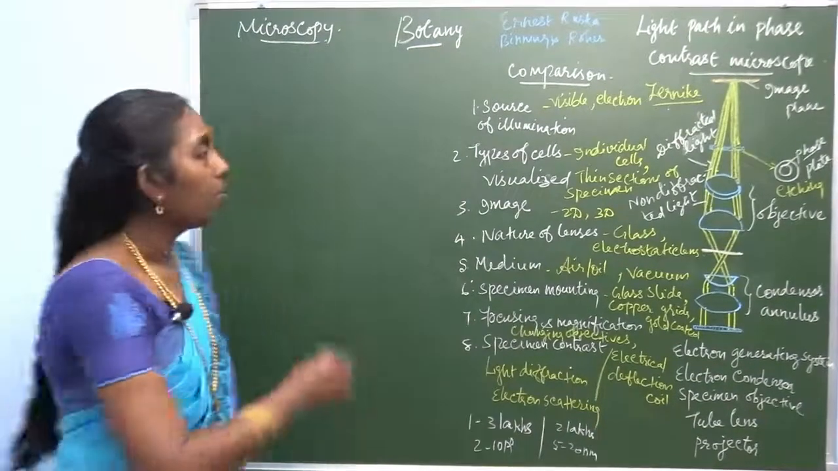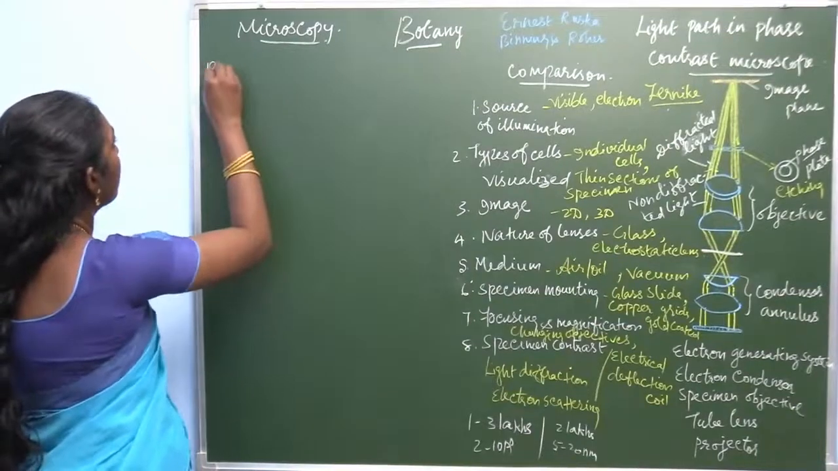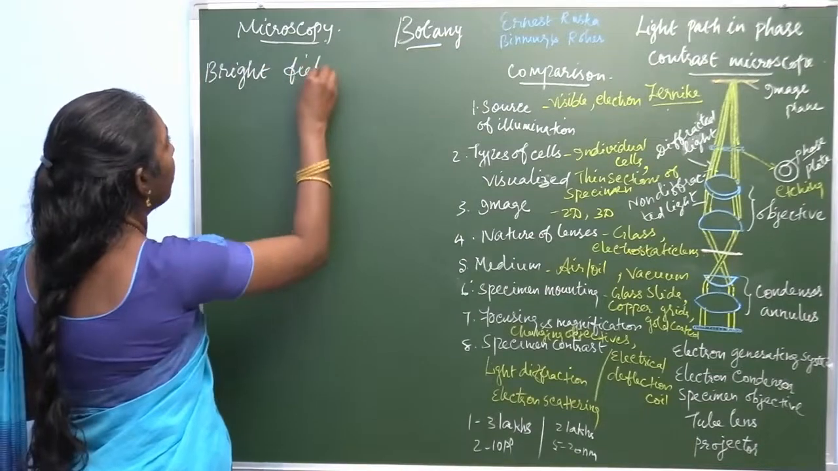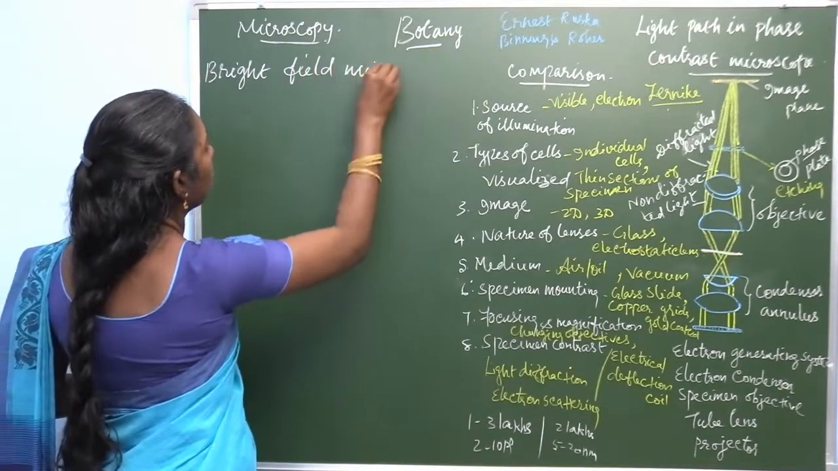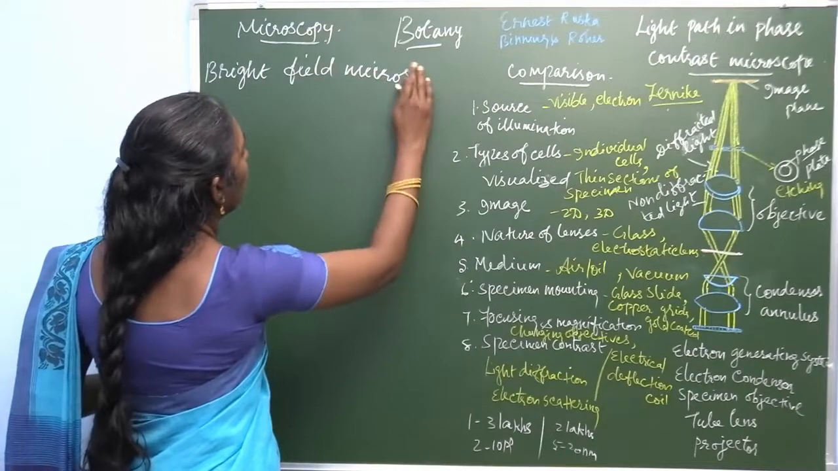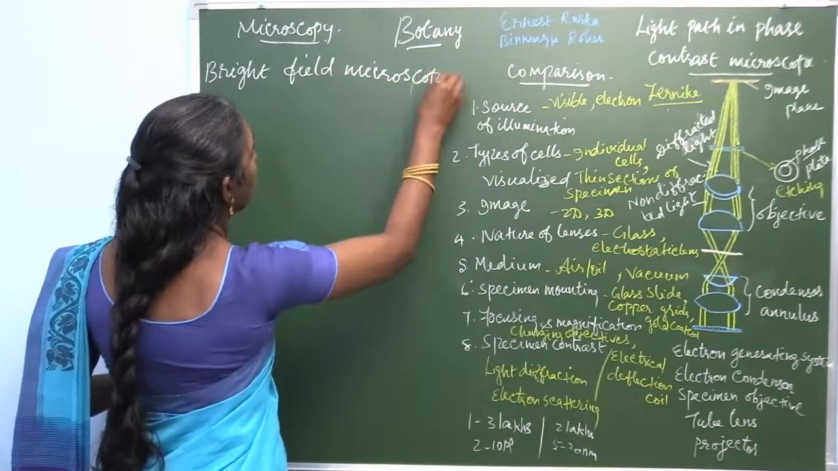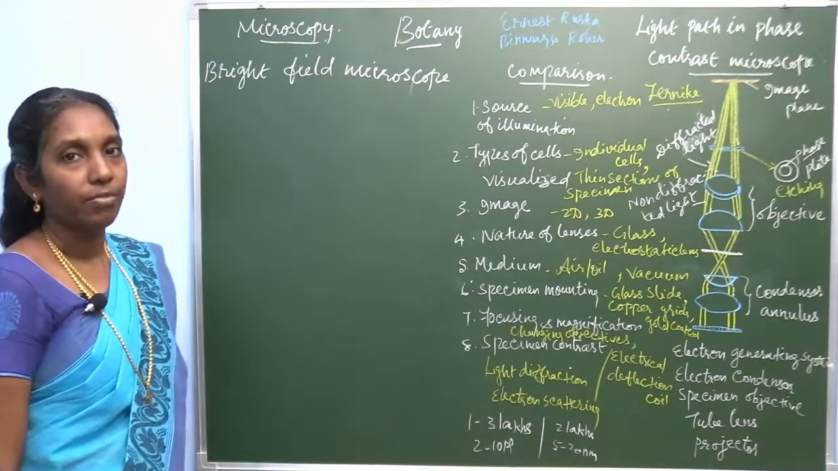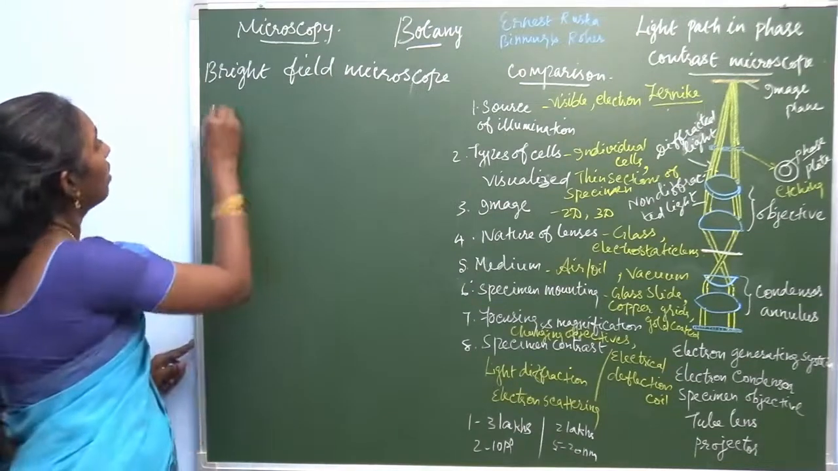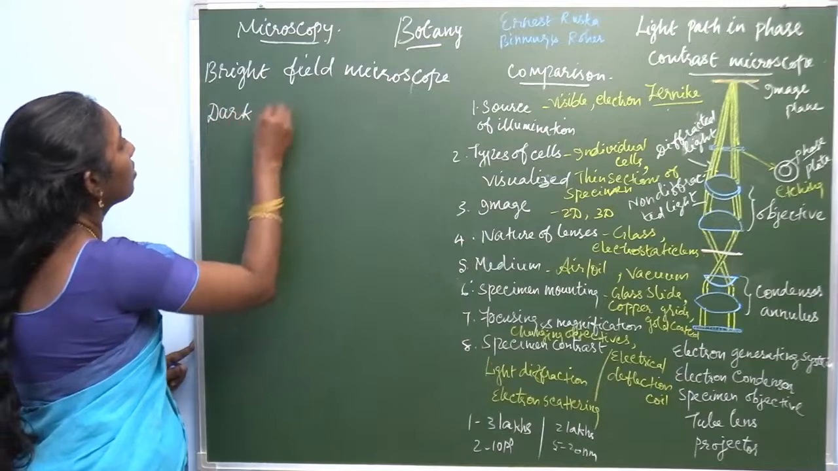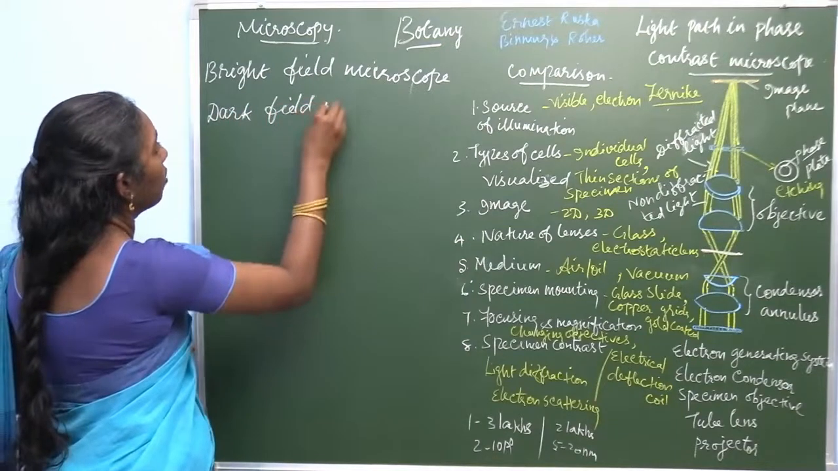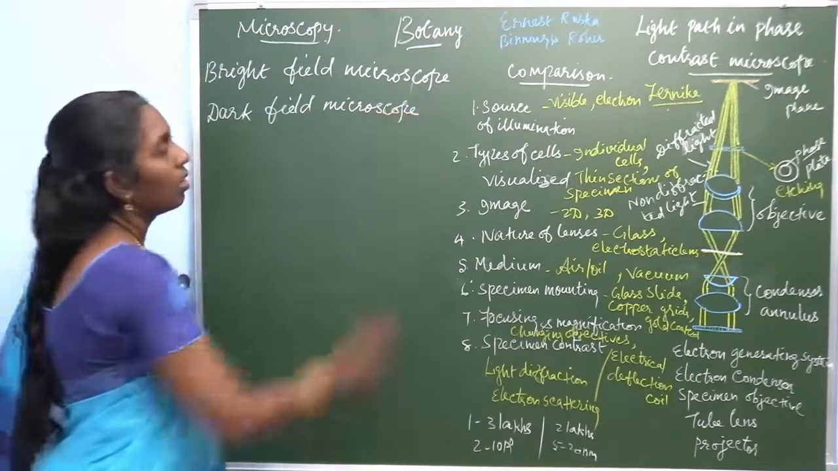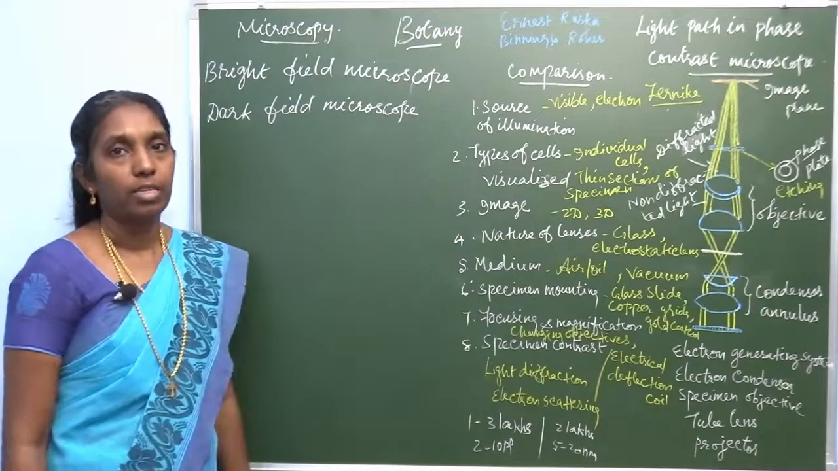They are bright field microscope. The first type of microscope you learned is bright field microscope. Then dark field microscope. These two types already you have learned.